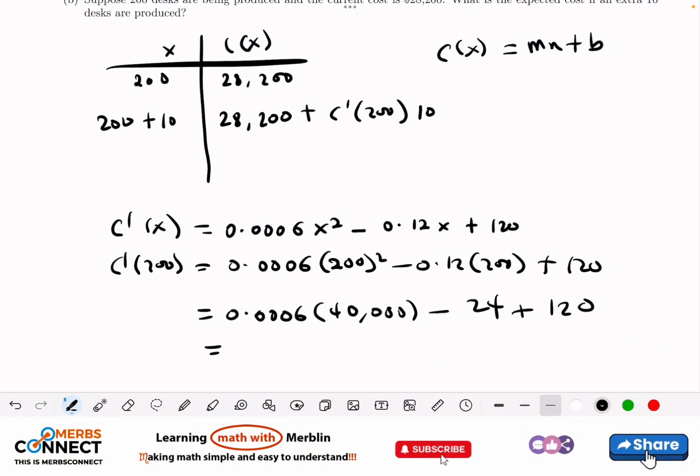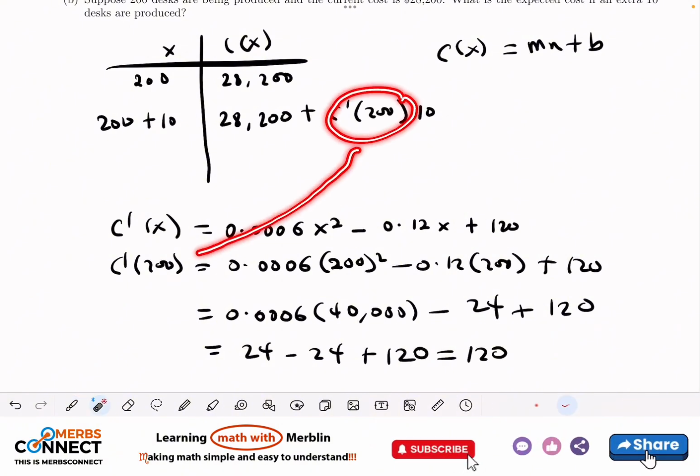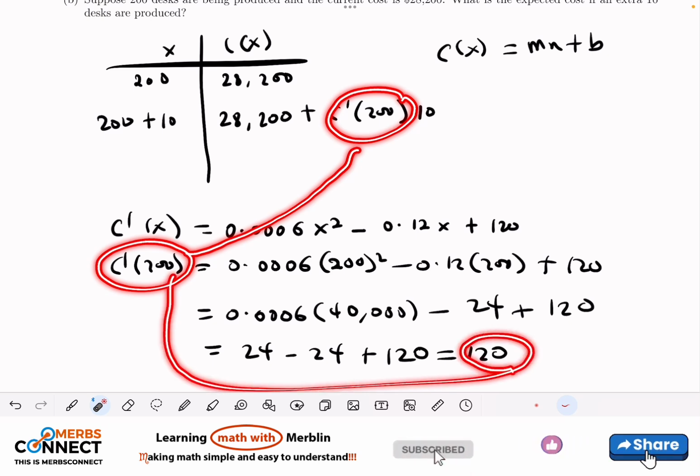And then when I multiply this by this, I have 1, 2, 3, 4 zeros, so it will cancel all the four zeros. It will be left with 6 times 4, which will be 24. So 24 minus 24 plus 120, and I'm going to have 120. Right. So now this right here is equal to 120, right?